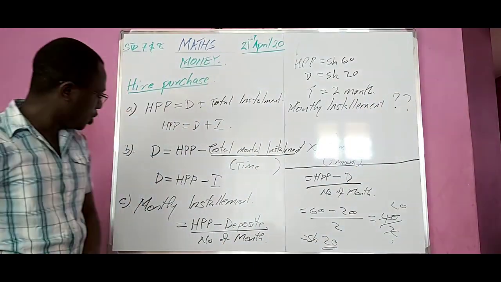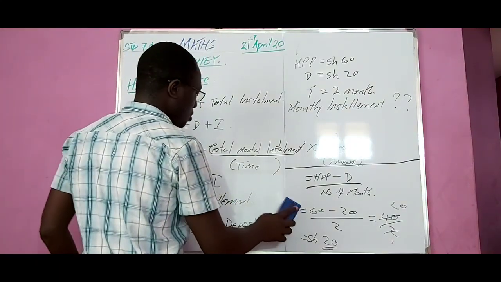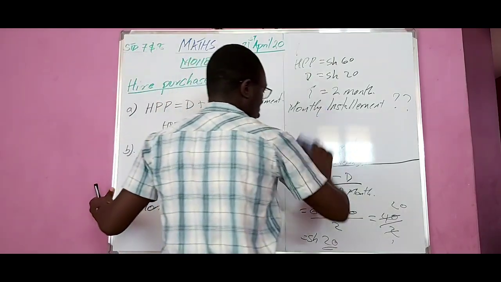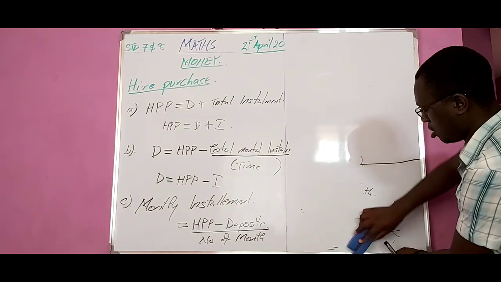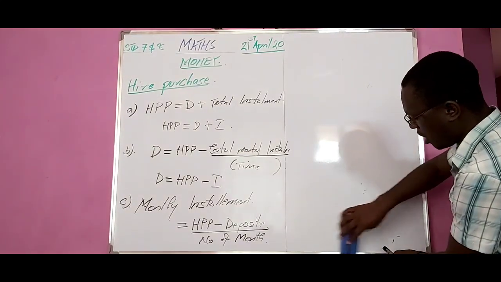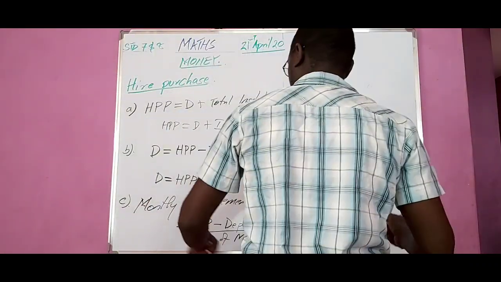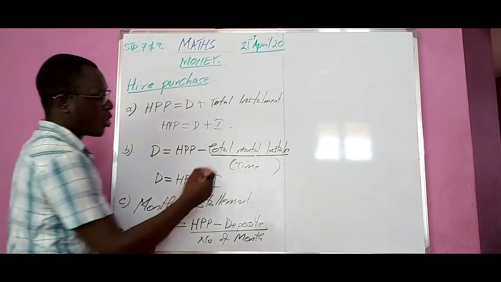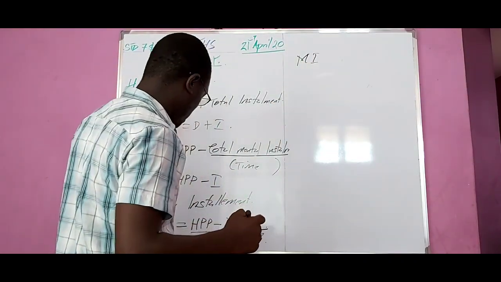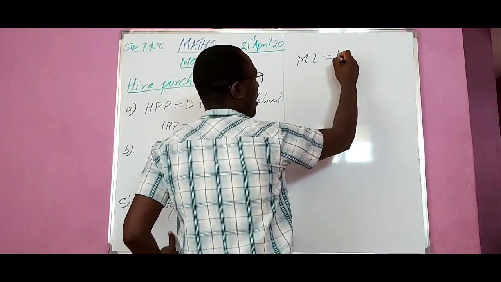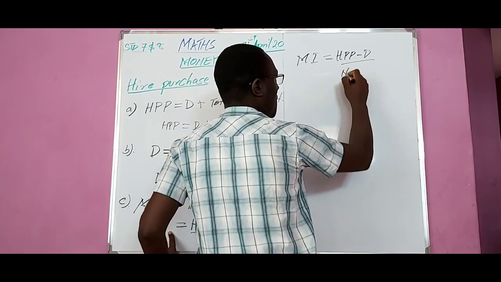Now the third question, the fourth question, this is the first one, the second, the third. The fourth question that I want you also to be aware of is to do with number of months. Now from this question here, we know monthly installment, let's call it IM. We know monthly installment is equal to hire purchase price minus deposit over number of months.